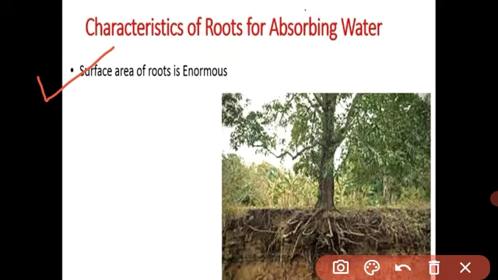The roots have very many root hairs present on them, and their surface area is huge. Due to this huge surface area, the root can absorb a large amount of water. Understood? These are the characteristics roots have, so the root can absorb more water.